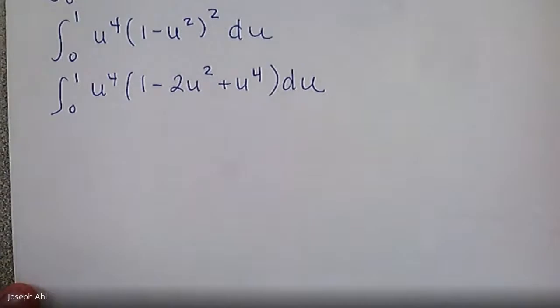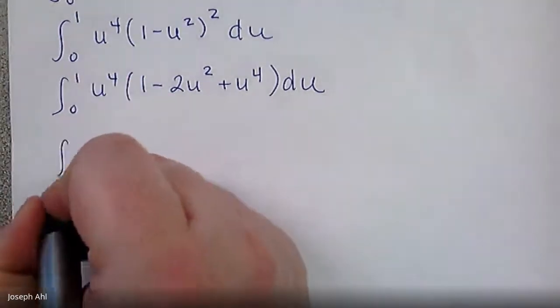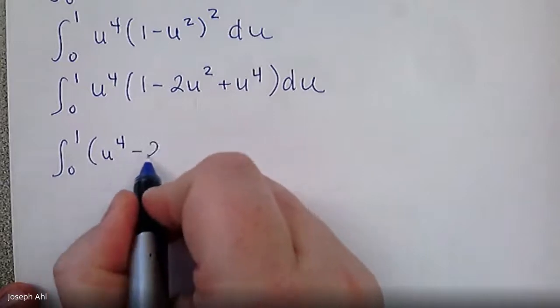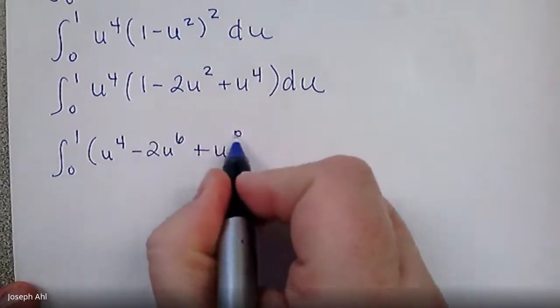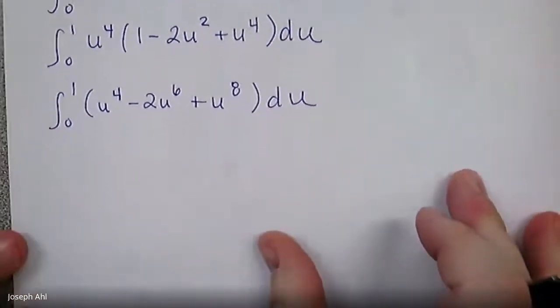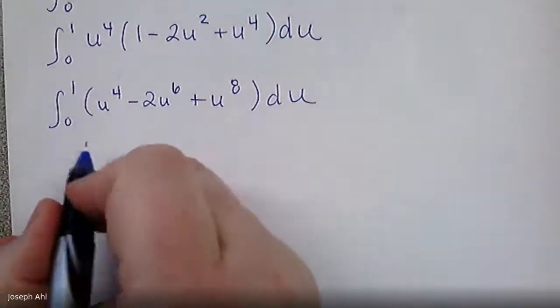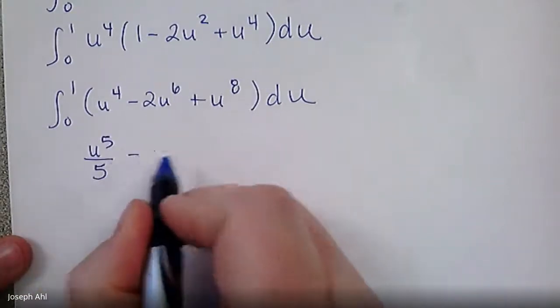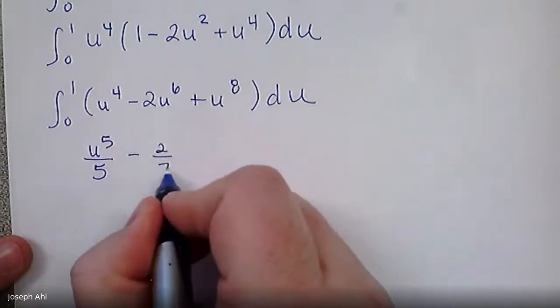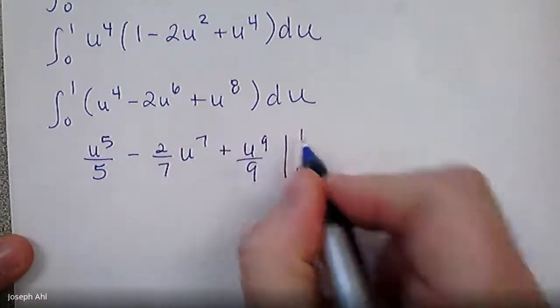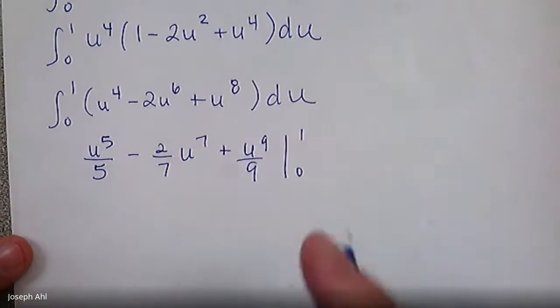Before you do anything else, definitely distribute that u to the 4th in, so we get, from 0 to 1, u to the 4th minus 2u to the 6th plus u to the 8th du. Now we're at the stage where we can nicely take the antiderivative with the anti-power rule. So we get u to the 5th over 5 minus 2/7 u to the 7th plus u to the 9th over 9, with our really nice bounds from 0 to 1.